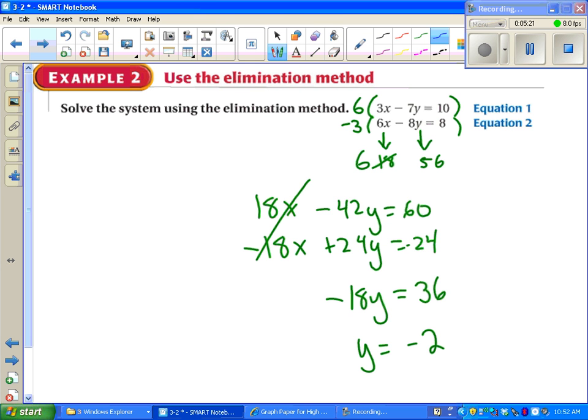At this point, we go back to the original equations. It doesn't matter which one. I'll choose equation 1. I know y, I don't know x.